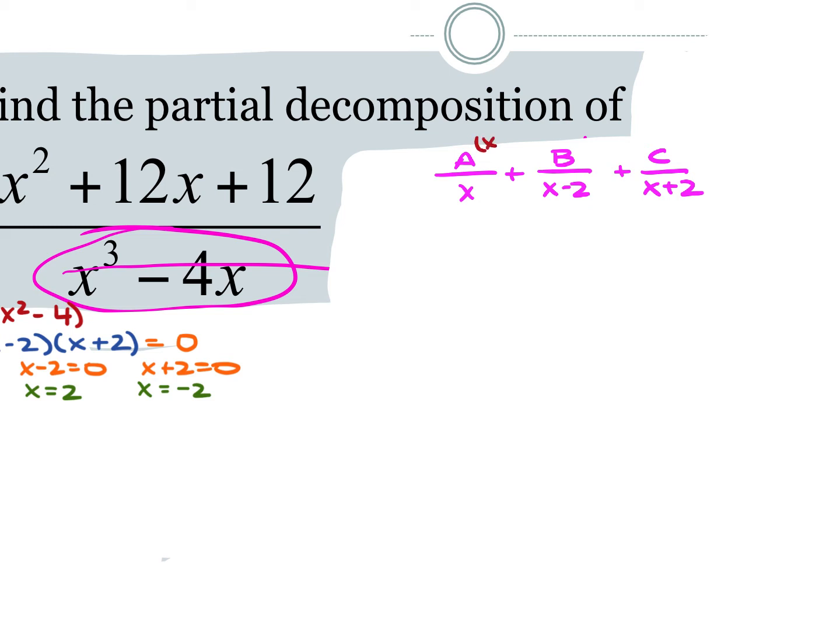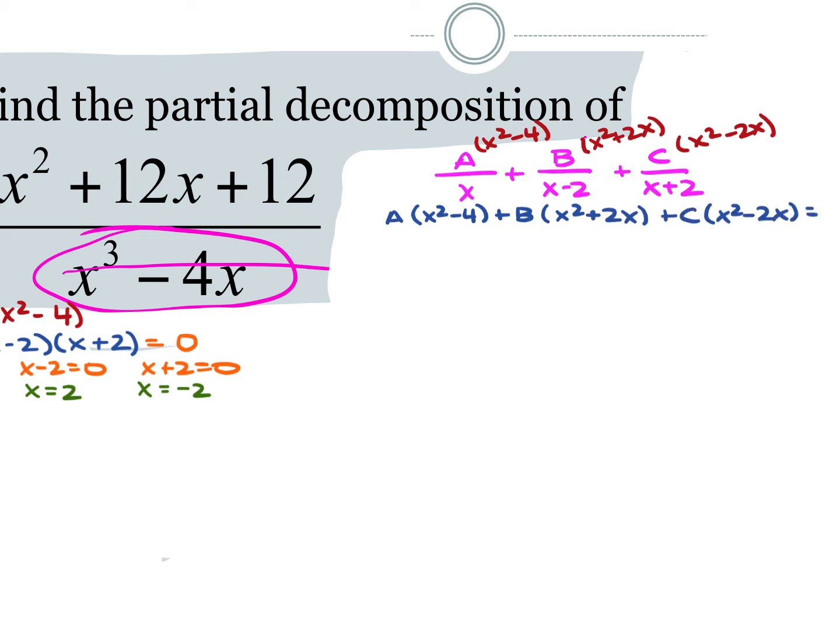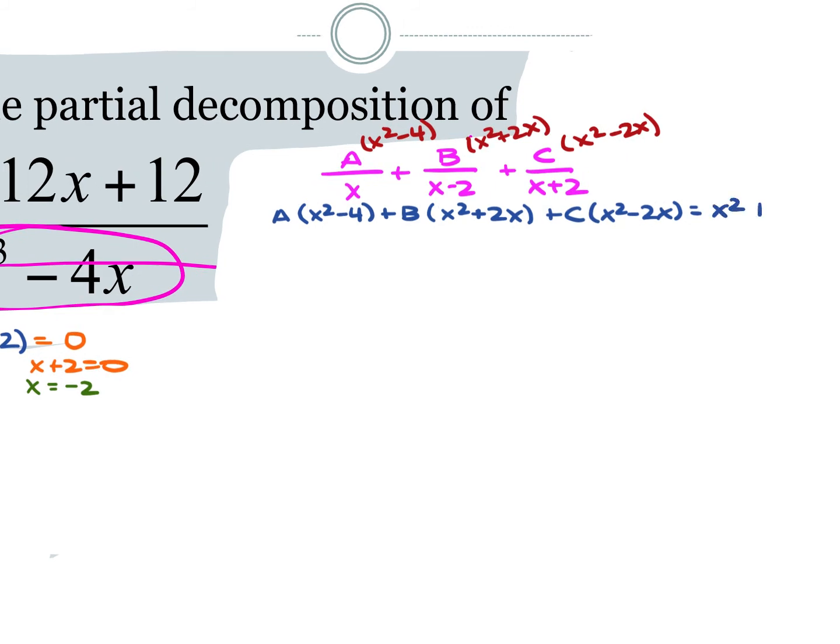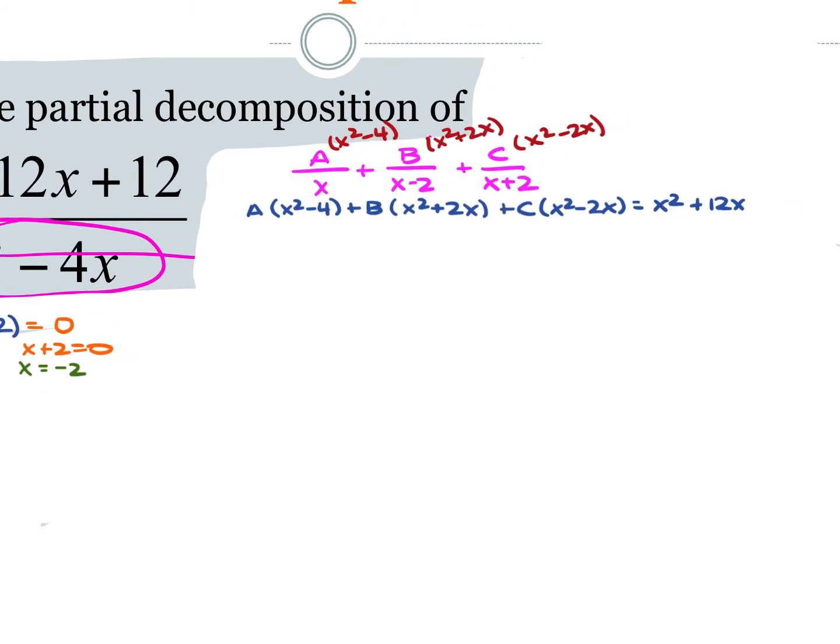For the a, you're missing that x squared minus 4. For the b, you're missing x times x plus 2, so that's x squared plus 2x. And for c, you're missing x squared minus 2x. For our next step, we're going to have a times x squared minus 4 plus b times x squared plus 2x plus c times x squared minus 2x is equal to that numerator of x squared plus 12x plus 12.